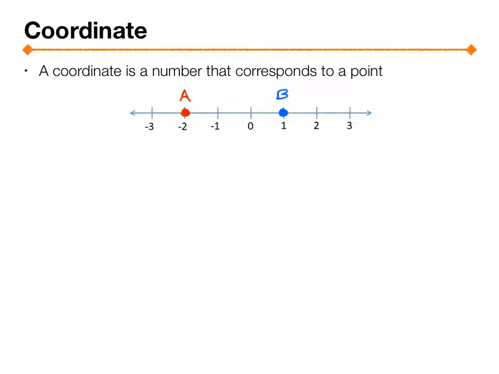The coordinate. A coordinate is a number that corresponds to a point. Coordinate is a vocab word, so it's very important. So, -2 corresponds to point A, and 1 corresponds to point B. -2 and 1 are coordinates for those points.